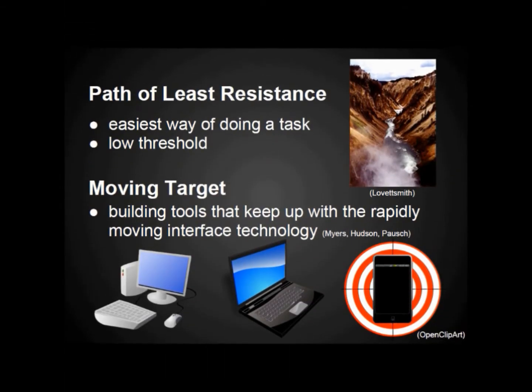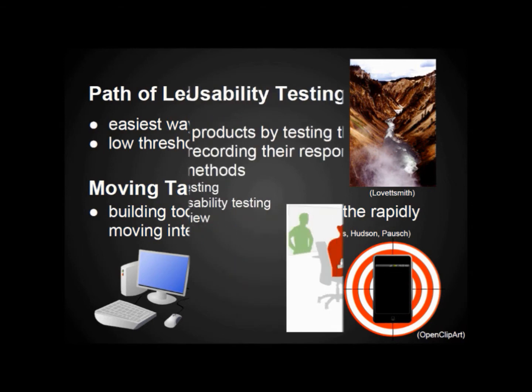The path of least resistance is the easiest way of doing a task, which also means it has a low threshold. But it isn't easy to obtain a system with a low threshold that has full capabilities because it's like a moving target, where we are trying to build tools that keep up with the rapidly moving interface technology.